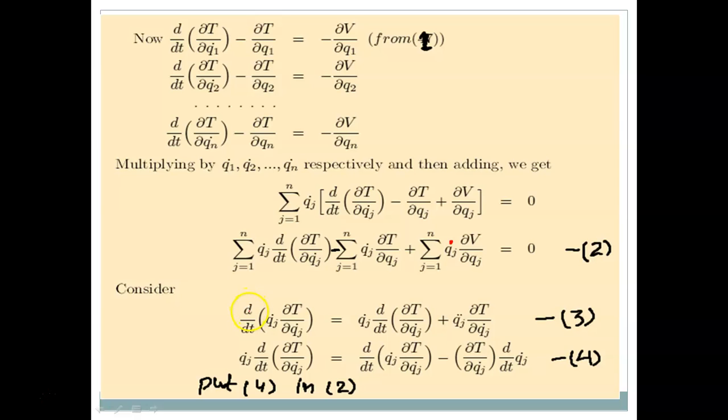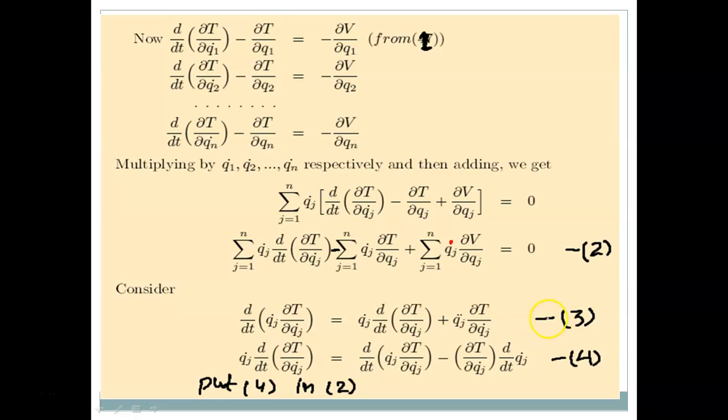In fact, when we simplify this, d by dt of Qj dot del T by del Qj dot, using first function times derivative of second plus derivative of first times second function as it is, it becomes Qj double dot, and second function as it is, del T by del Qj dot. So we are getting this equation number 3.